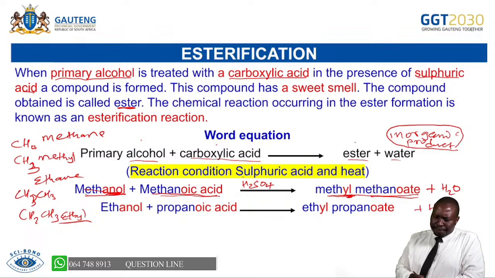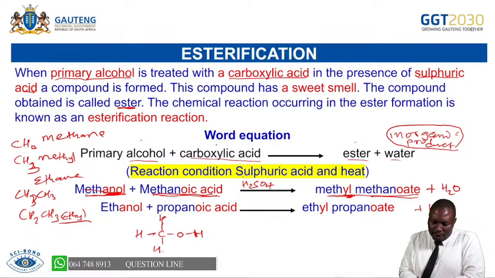So in this case, I can use the example of methanol and methanoic acid forming methyl methanoate, which is an ester, plus water. Methanol is your alcohol. So it's a carbon bonded to the OH. That is your methanol. We use primary alcohols here. We have already, that's why we started by telling you what are primary alcohols, so that you don't forget.